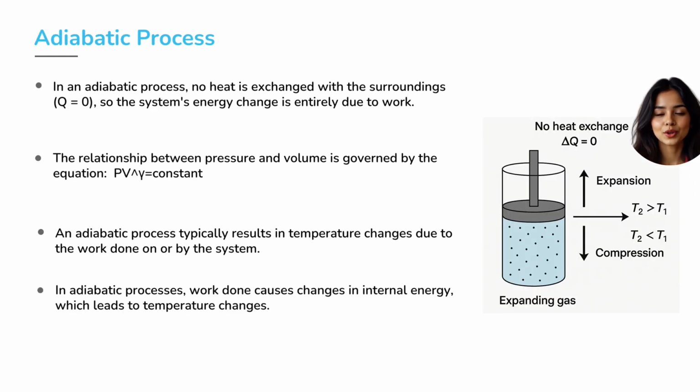Now let's move on to an adiabatic process. Think of a fast-moving piston or a pressurized gas being released. In an adiabatic process, there's no heat exchange with the surroundings, meaning no heat is added or removed. This is why when you quickly compress or expand a gas, its temperature changes. The equation that describes this process is PV^γ = constant, where gamma is the adiabatic index, which is specific to the gas.